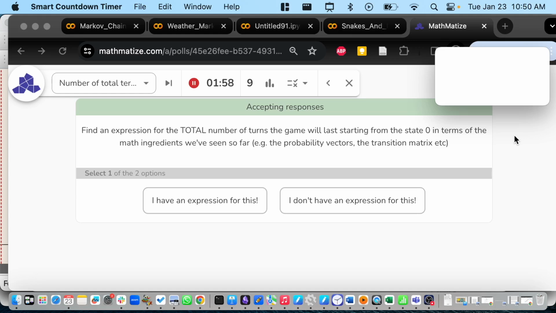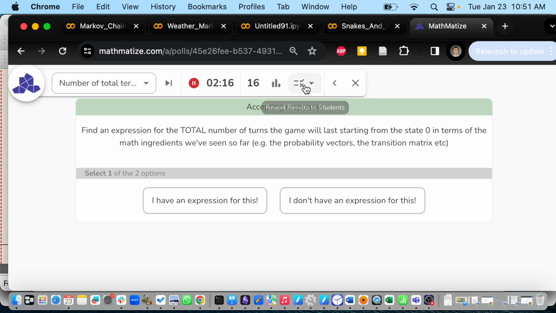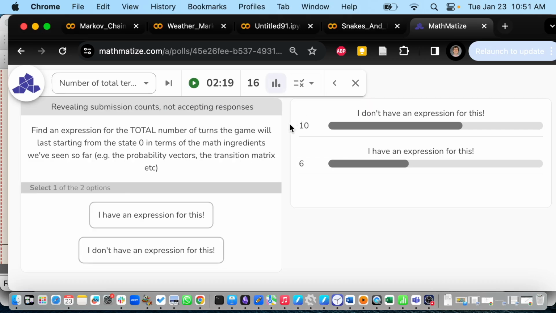Okay, time's up. If you don't have an expression, please hit the button for don't have an expression so I can see how people are doing. There is a really easy connection between this thing, the total number of terms of the game, and the thing we just figured out, which is the number of visits to some state S. They're connected. Let's see what you guys said. Okay, 10 people don't have an expression, 6 people do have an expression.